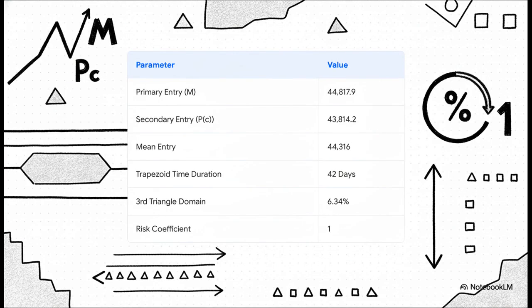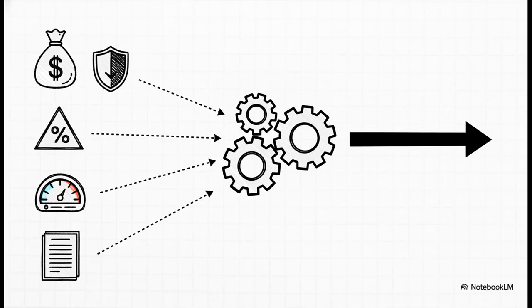Now, let's break down the numbers for this entry plan. The primary entry, M, was set at 44,817.9. The secondary, PC, was at 43,814.2. That gives us a mean, or average, entry point of 44,316. The plan also lays out a trapezoid time duration of 42 days, which is basically the expected time frame for this whole cycle. The third triangle domain is 6.34%, a really crucial variable for calculating risk, and the risk coefficient is set at 1.